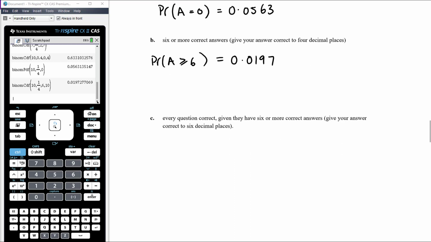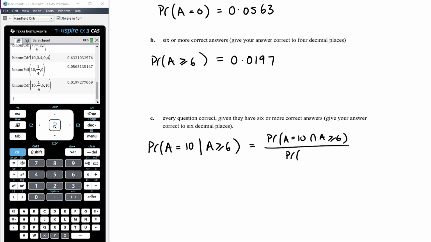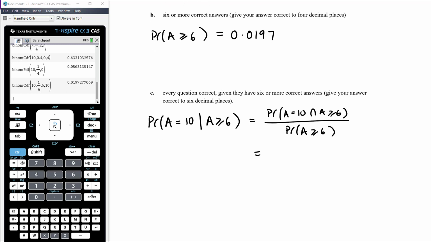Part C, the probability that every question is correct, given that they have 6 or more correct. So the probability that A is equal to 10, the number of correct answers is 10, given that they have at least 6 answers correct. Okay, so we need the intersection of those 2 things. The probability that A is both equal to 10 and bigger than or equal to 6, over the probability that A is bigger than or equal to 6. If the number of answers correct has to be both 10 and bigger than or equal to 6, the only outcome in common between those 2 sets is A equal to 10, over the probability that A is bigger than or equal to 6.